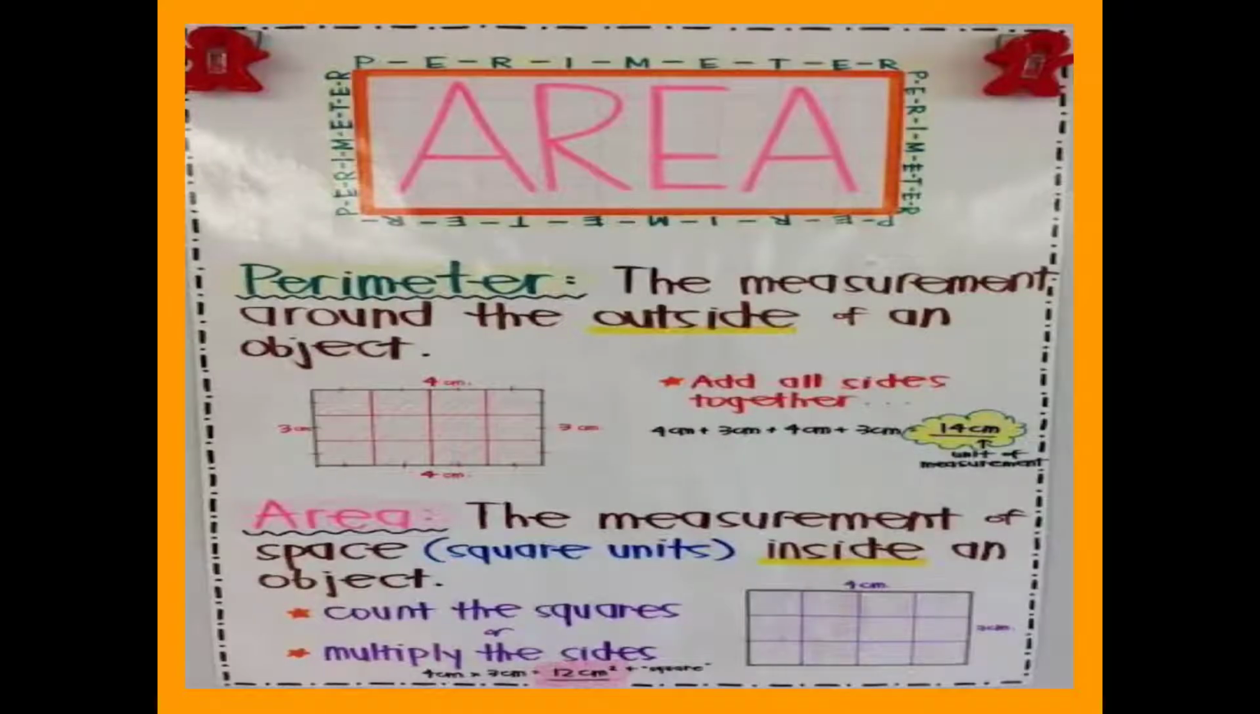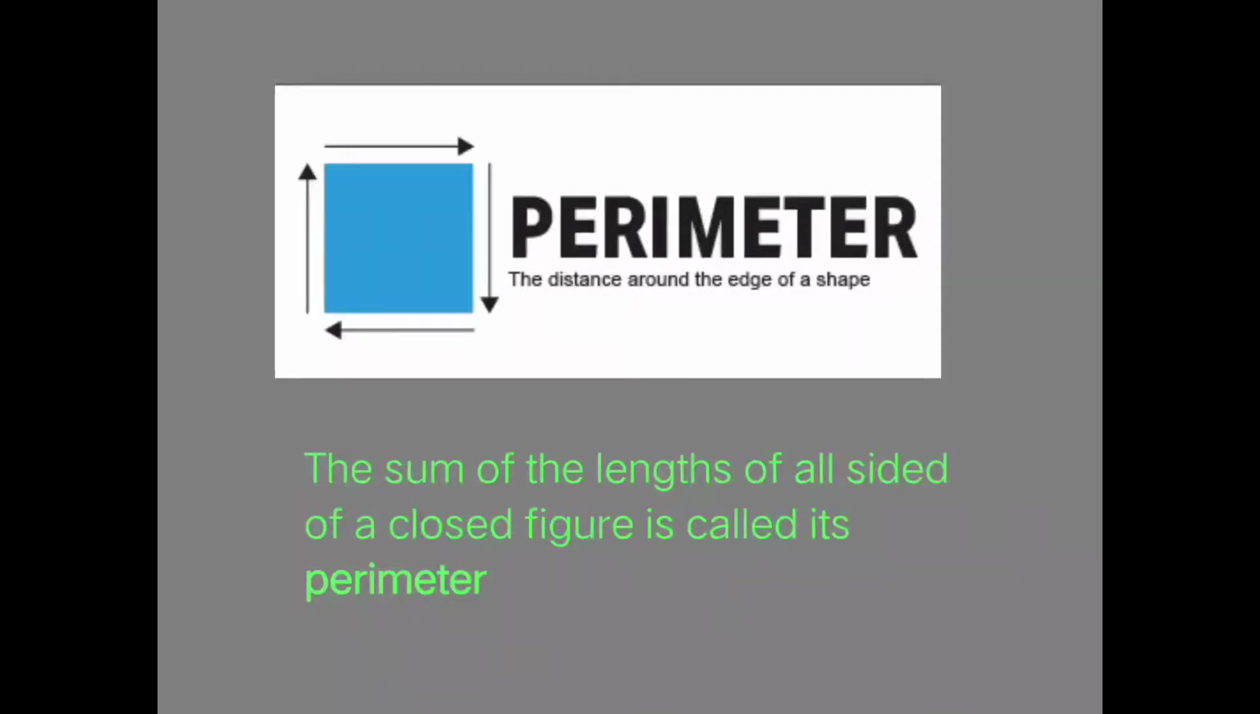Now in this we are going to learn about the perimeter first. The perimeter is the measurement around the outside of an object. Whatever object is given, we are going to find the outside of the given object. The area is the measurement of the space, in square units, inside an object. Whatever is given, within that we are going to find the inside of the object. Now first we'll learn about perimeter.